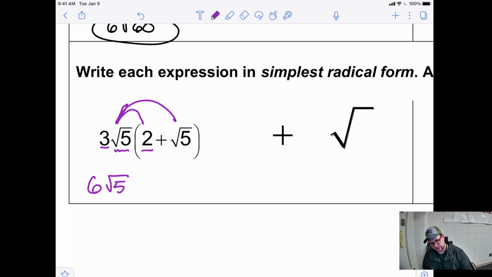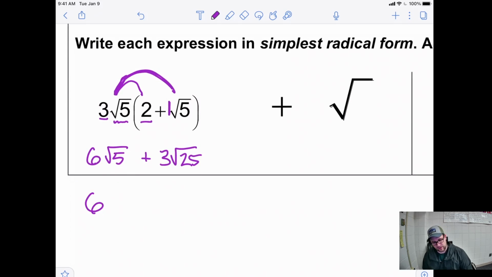You got 3 times the square root of 5. 3 square roots of 5 times the square root of 5. Now, again, this one didn't have an outside number over here, so we can put a 1 if we like that. I like that. 1 times 3, that's going to give us a 3. Square root of 5 times the square root of 5 gives us a square root of 25. Notice I never multiplied an inside number by an outside number. Now, I get 6 square roots of 5, 3 square roots of 25.